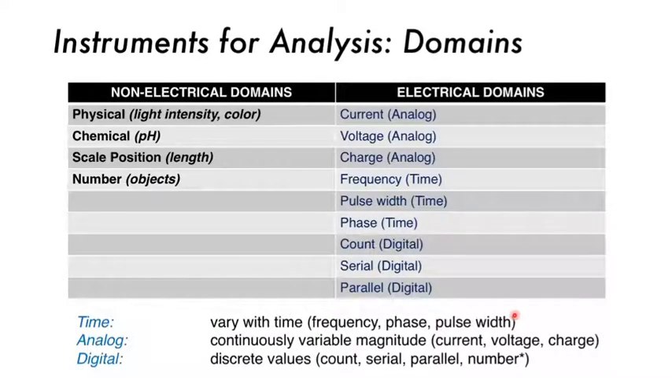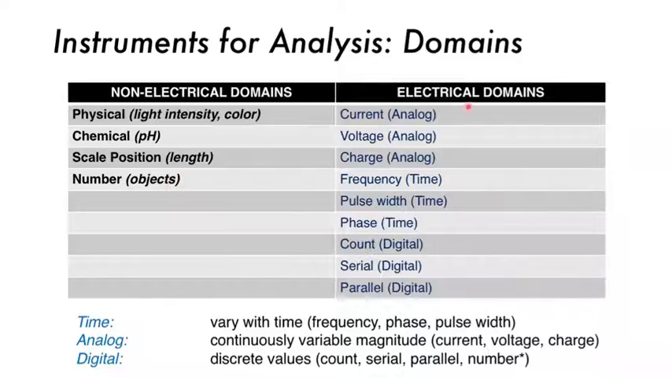So instruments for analysis. We have non-electrical domains here and electrical domains here. Non-electrical domains include physical changes, like the color of the material or light intensity. Chemical changes are things like pH, which, if we recall back to module 3, is minus log 10 of the concentration of the hydronium or H+ ions. Then we have scale position, which is length, literally just a position on a ruler. And then number, like the number of ions or other objects, as in Avogadro's number type calculations.